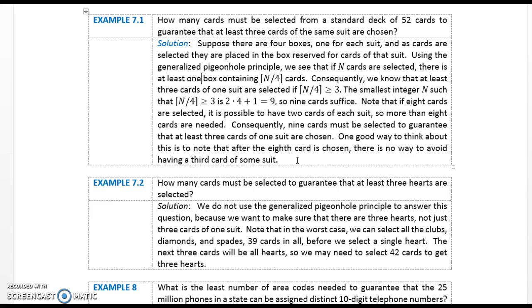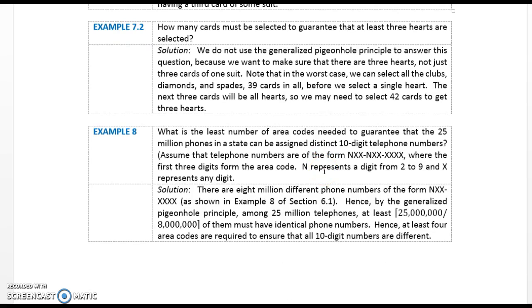One good way to think about this is to note that after the 8th card is chosen, there is no way to avoid having the 3rd card of some suit. Example 7.2. How many cards must be selected to guarantee that at least 3 hearts are selected? Solution. We do not use the generalized pigeonhole principle to answer this question because we want to make sure that there are 3 hearts, not just 3 cards of one suit. Note that in the worst case, we can select all the clubs, all the diamonds, and all the spades, 39 cards in all, before we select a single heart. The next 3 cards will be all hearts, so we may need to select, in the worst possible case, 42 cards to get 3 hearts.